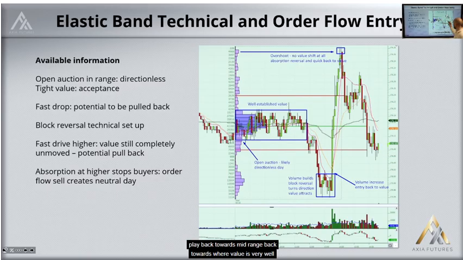So different trades, there's the pure technical, and then you have your absorption reversal trade, both of which you're trying to play back towards mid-range, back towards where value is very well established. What you don't want to be doing is getting involved mid-range, because as you see, when value is well established, you can move straight through it, you can react to it, you can move straight through it. So it's very, very unclear as to what you're going to do when you're back in that zone.